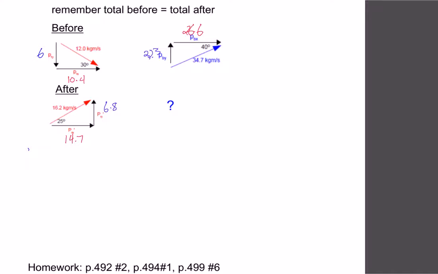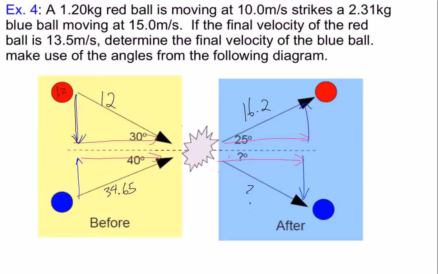Okay, so we have all of our vectors. In the previous page, let me just go back to the previous page. We have all of our same numbers. We used 34.7 for this one instead of 34.65, but it's close enough. We don't need to get too picky with our rounding.